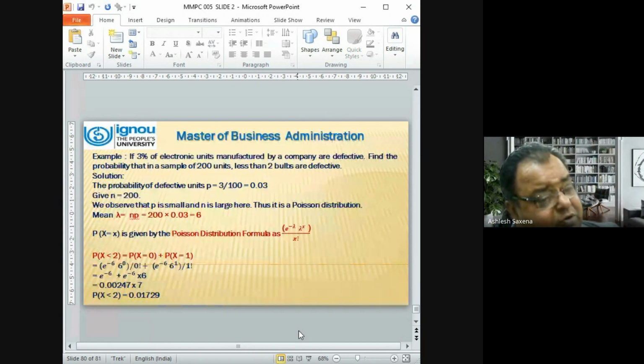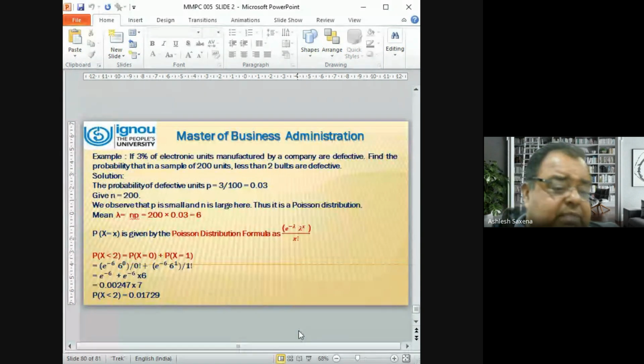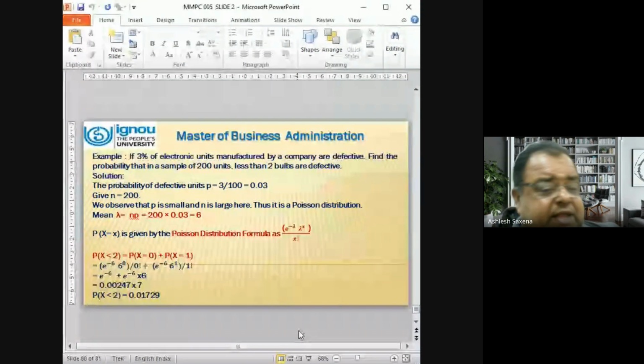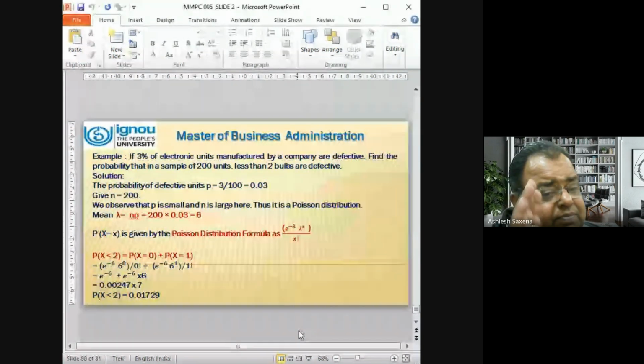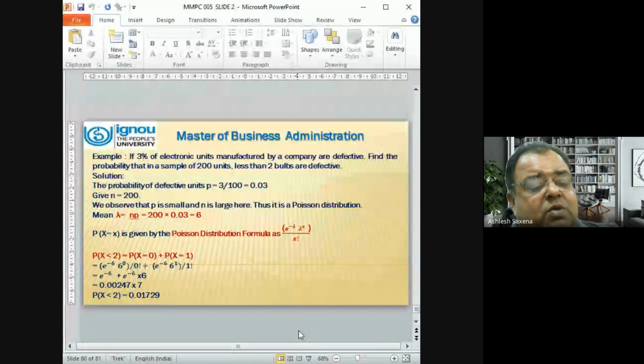The value of e raised to the power minus 6 is 0.00247. Multiply it by 7 and you will get 0.01729. That means the probability that in a sample of 200 units less than 2 bulbs are defective is 0.01729. This is the exact method by which this problem will be solved. This problem is of Poisson distribution. Why? Because the probability is very small and the sample size is very large.